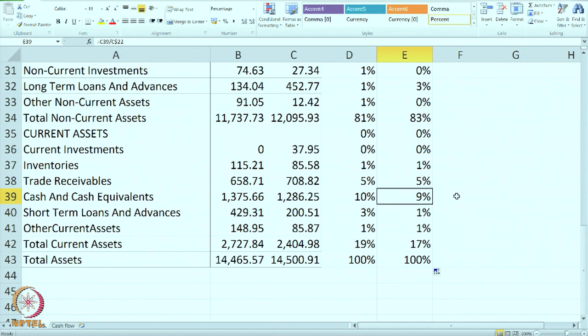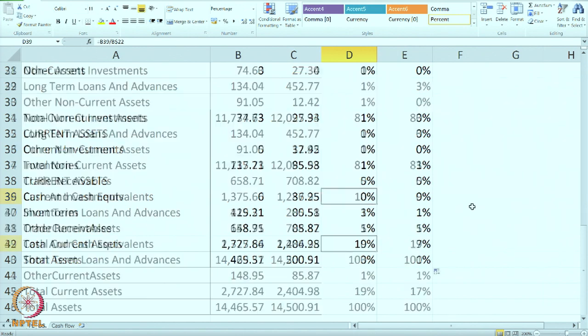We have to check whether they need that much cash. Maybe they have got excess cash also. And current assets in general, earlier were 17%, have become now 19%, but which mainly comprise of cash. Other items of current assets are very small.